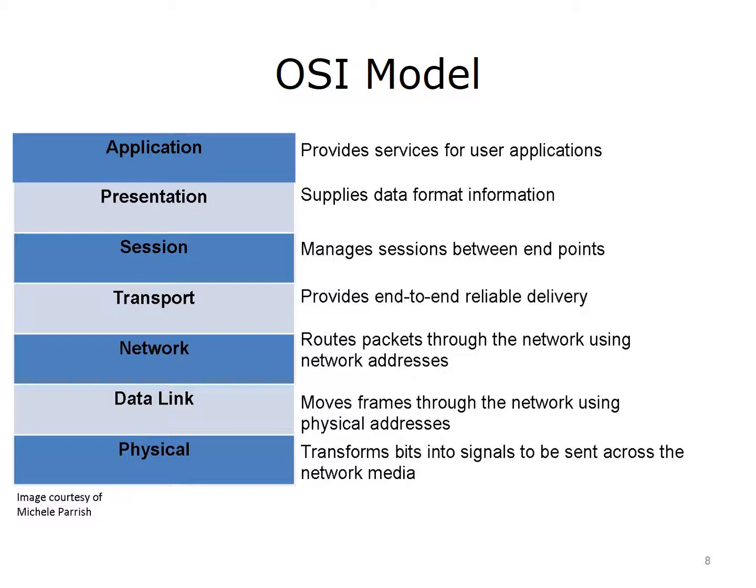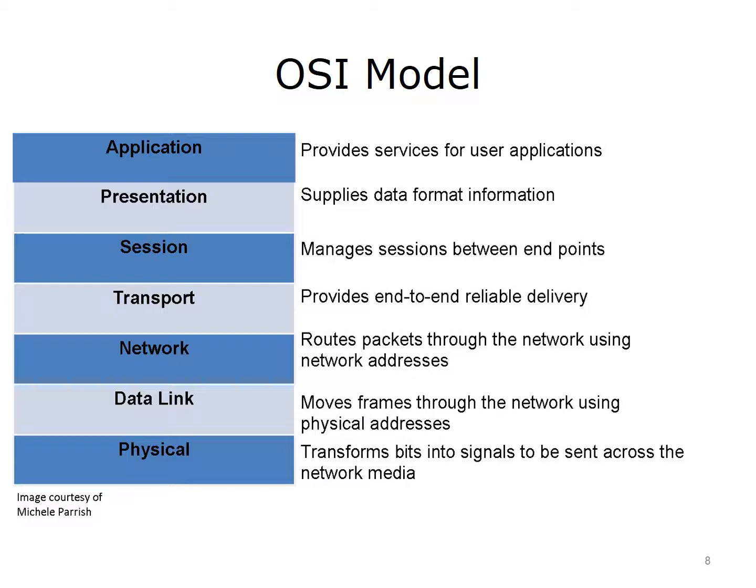The transport layer makes sure that data is received correctly at the destination. If the data isn't received, the transport layer makes sure that the data is resent. The network layer uses network addresses, an example is IP addresses, to move packets across a network from source to destination. The data link layer uses physical or media access control, MAC, addresses to move data across the network. The physical layer transforms bits into signals, either electrical or optical, that are then sent across the network media, wired or wireless.